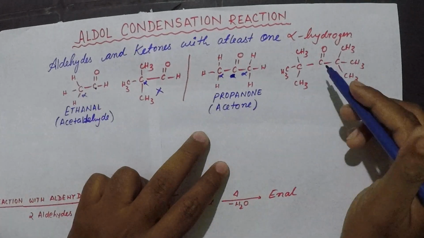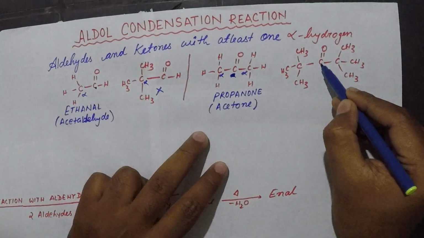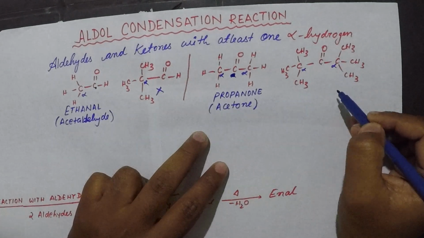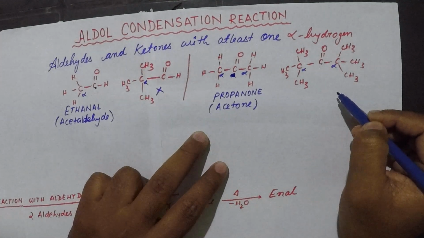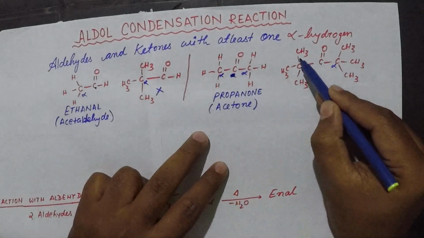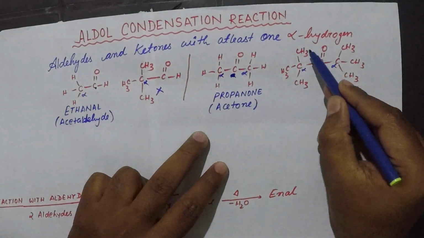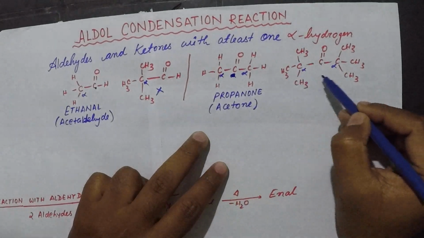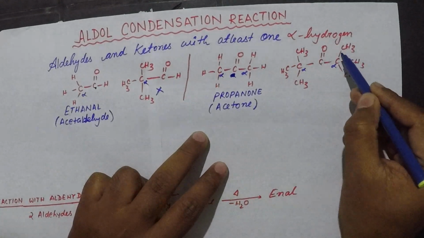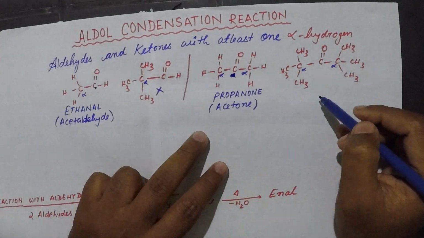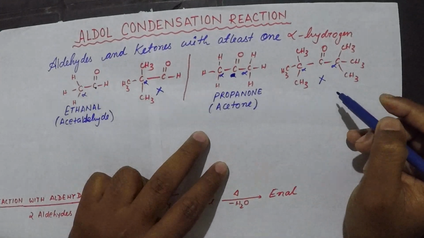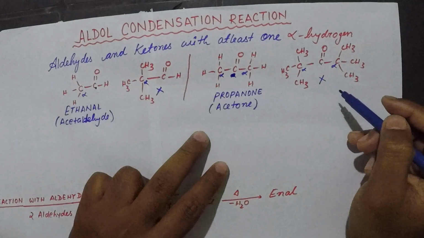Similarly, this is the structure of a ketone. This is the carbonyl carbon, and these are two alpha carbons, and both the alpha carbons do not have hydrogens directly bonded to them. Is there any hydrogen directly bonded? No. 3 methyl groups are there. Here also 3 methyl groups are there. No hydrogen is directly bonded to the alpha carbons. Therefore this ketone is also not going to show Aldol condensation reaction.